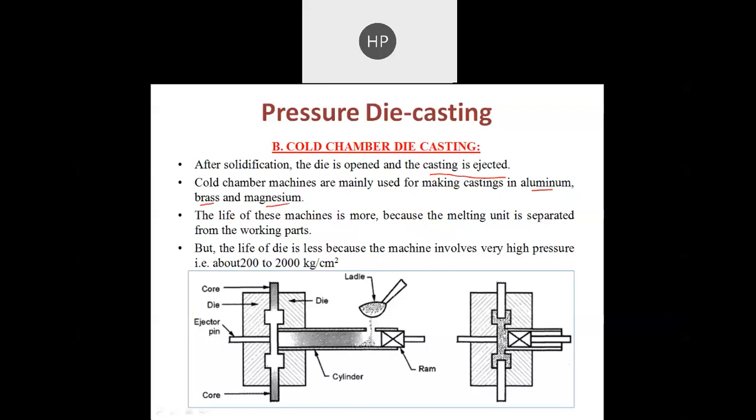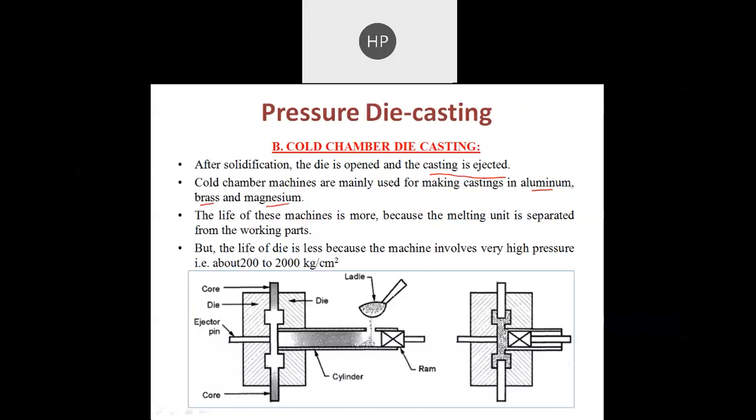But here in this case we have to make some arrangement to melt the molten metal inside the furnace and fill it by the ladle. Okay, so that is what we have to adjust. While in hot chamber die casting we do not need to worry about shifting or transferring of the material.